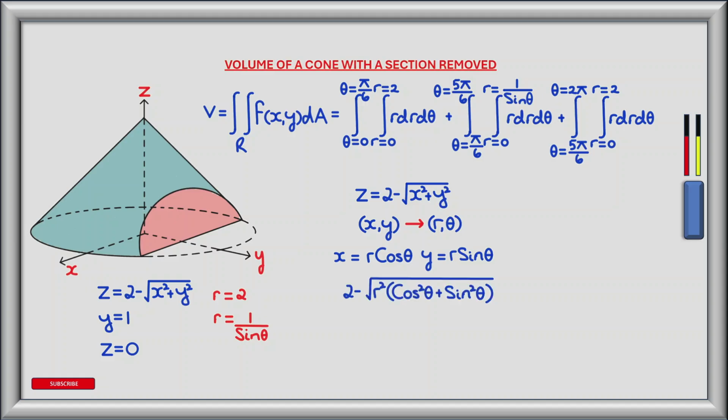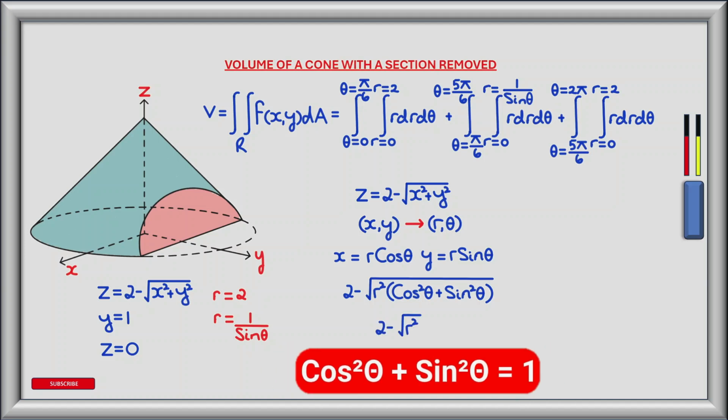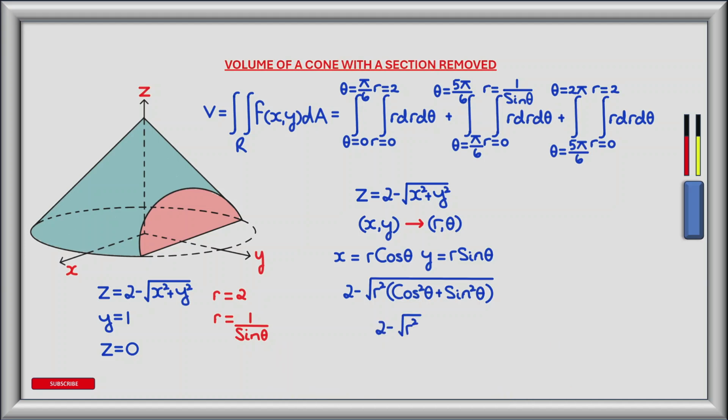And making this substitution, we get 2 minus the square root of r squared into the bracket of cos squared theta plus sine squared theta. And using the trig identity where cos squared theta plus sine squared theta is equal to 1, we have 2 minus the square root of r squared. And taking the positive square root of r squared, we're left with our height function of 2 minus r.